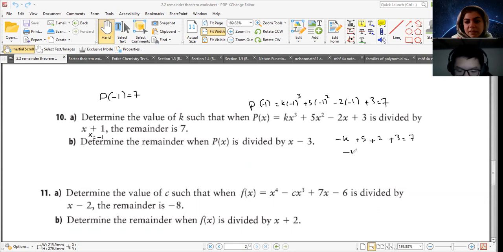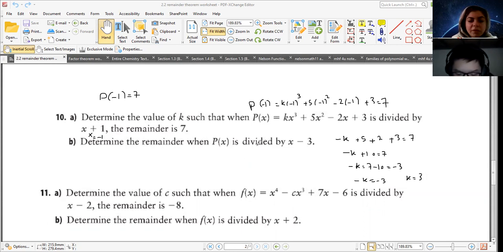I simplify this side. It's going to be -k plus 10 equal to 7. -k equals 7 minus 10, equal to -3, right? So -k is equal to -3. Of course, k is equal to 3, true? This is how we do it.